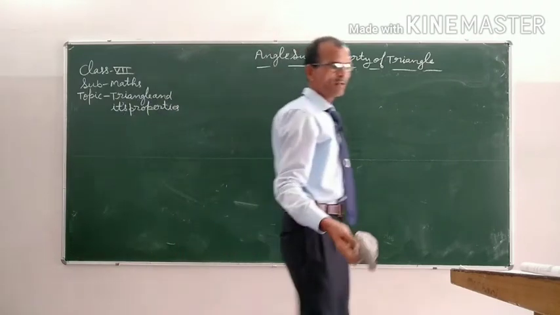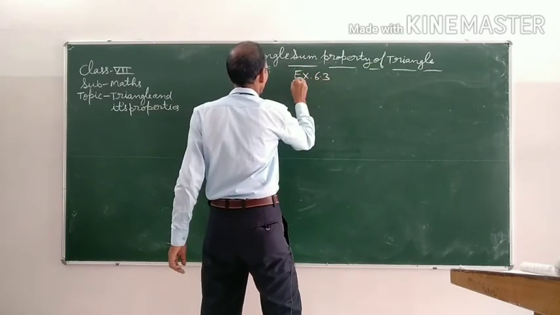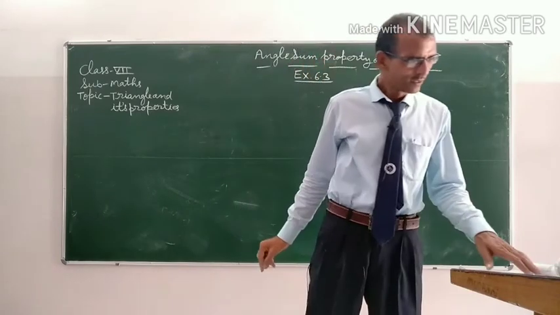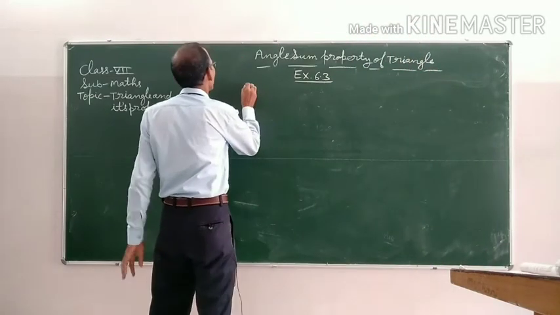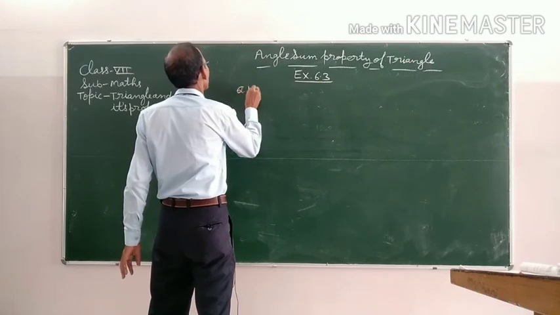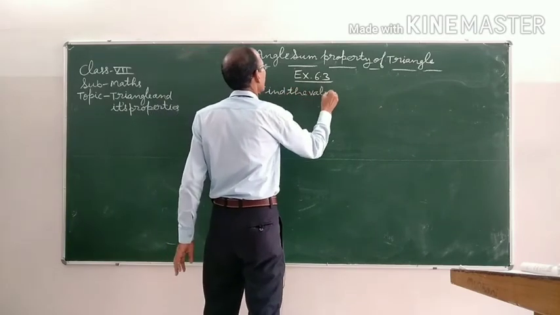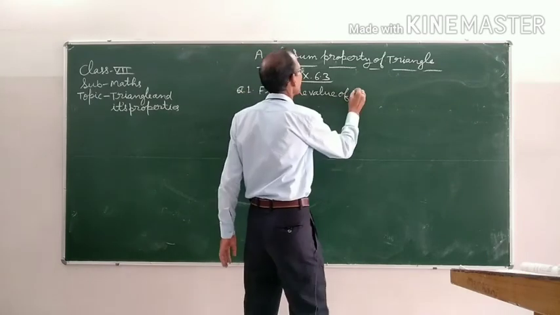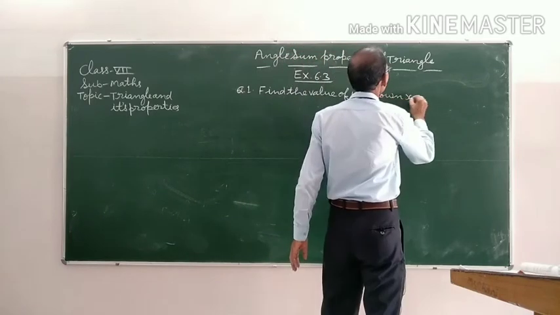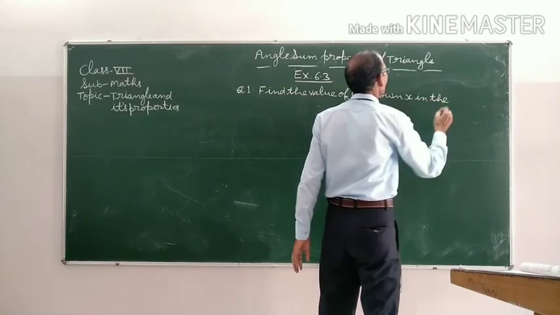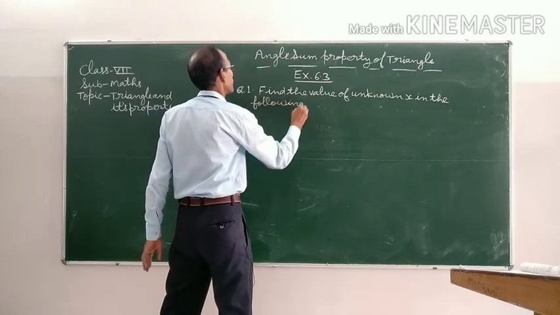Now see problems of exercise 6.3. First question is find the value of the unknown x in the following diagrams.